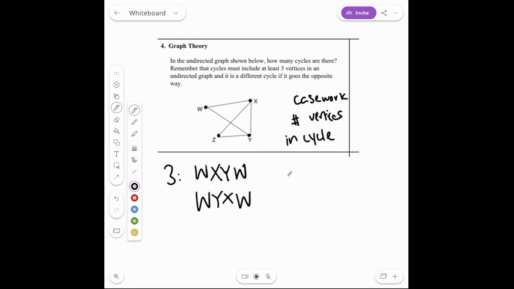Now let's see what we can do starting with a different letter, X. Notice that we can't include W in any cycle starting with X because then it will only be the same cycle as the ones we've already listed. So we can do something like X, Z, Y, X, and X, Y, Z, X. And this is also asking how many. So here we have 4 so far. Now let's try the ones with 4 vertices.